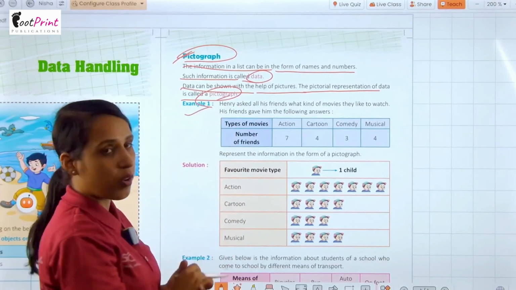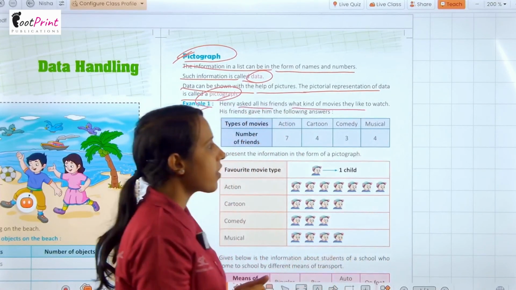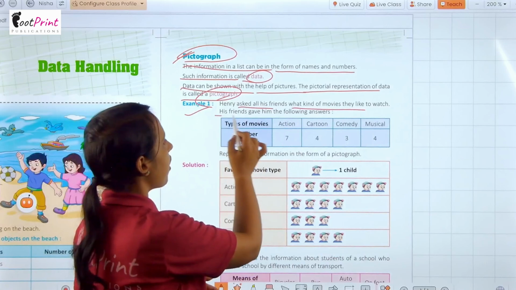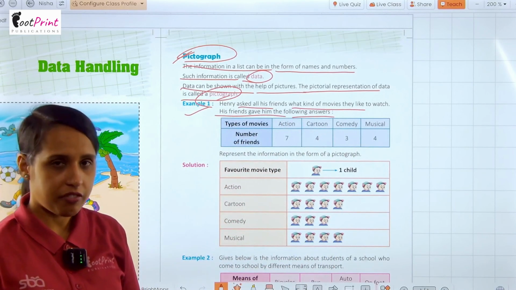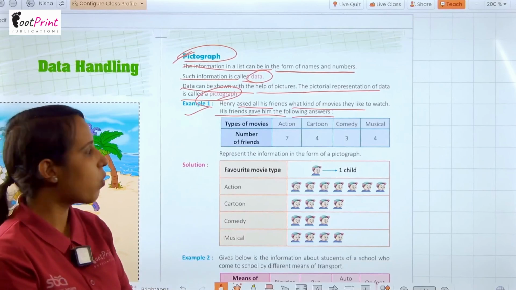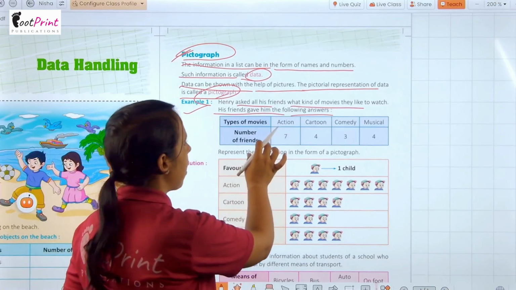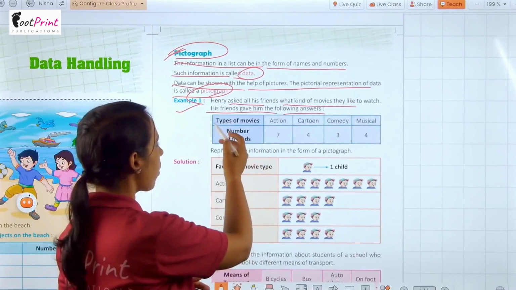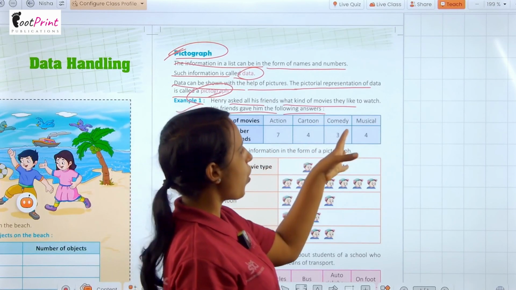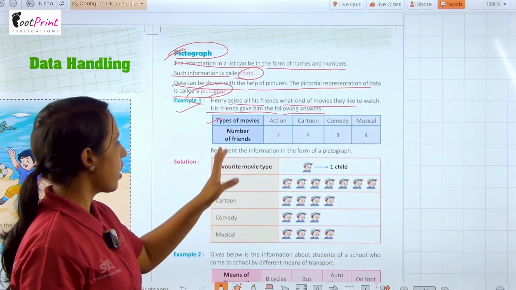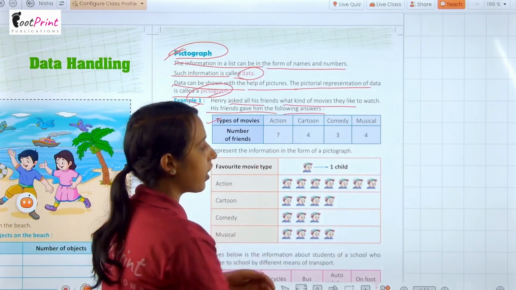Here is example number 1. Henry asked all his friends what kind of movies they like to watch. His friends gave him the following answers. Henry went to his friends and asked what type of movie they like, and he got this data. So here we have types of movies, that is action movies, cartoon, comedy and musical, and the number of friends that like that type of movie: 7, 4, 3 and 4.